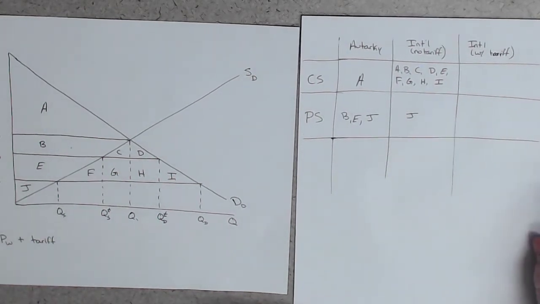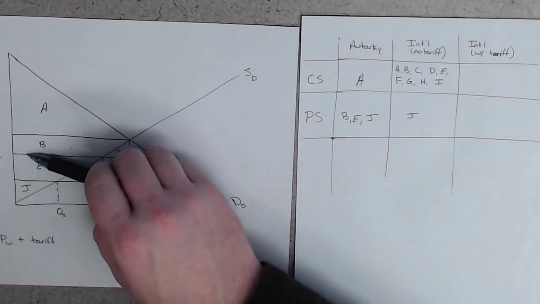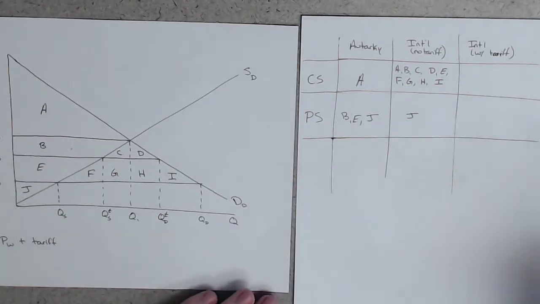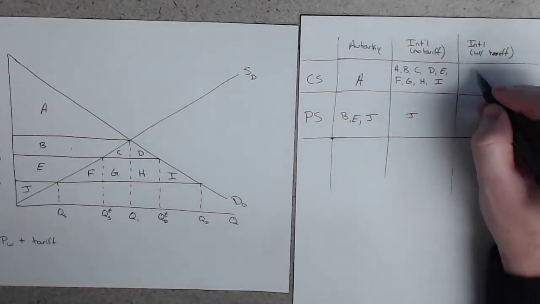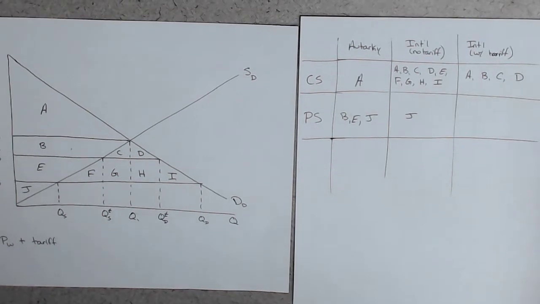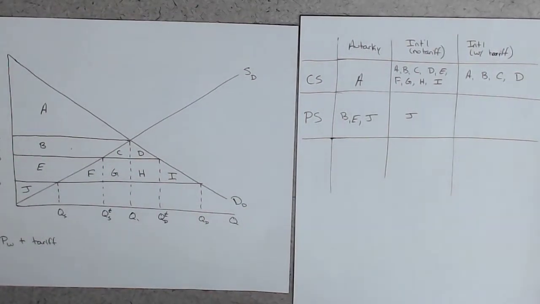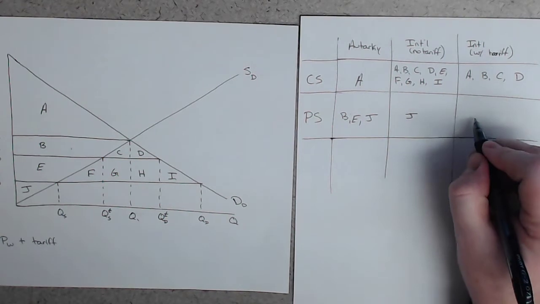Now let's think about with the tariff. With the tariff, we're going to be paying this price here, this world price with the tariff. So the consumer surplus would be A, B, C, and D, all the area above the world price with the tariff and below the demand curve. And the producer surplus would be E and J.